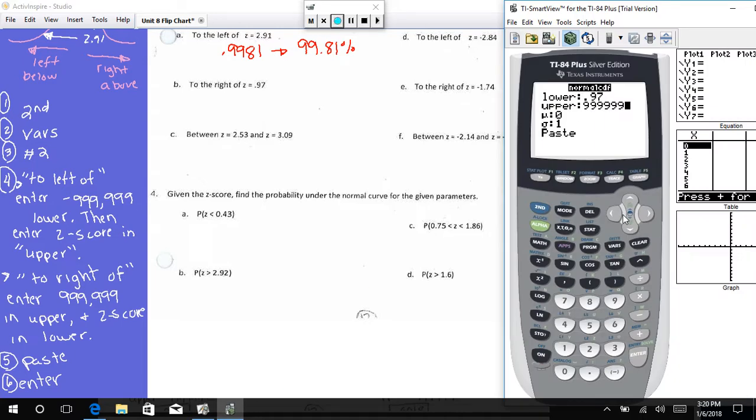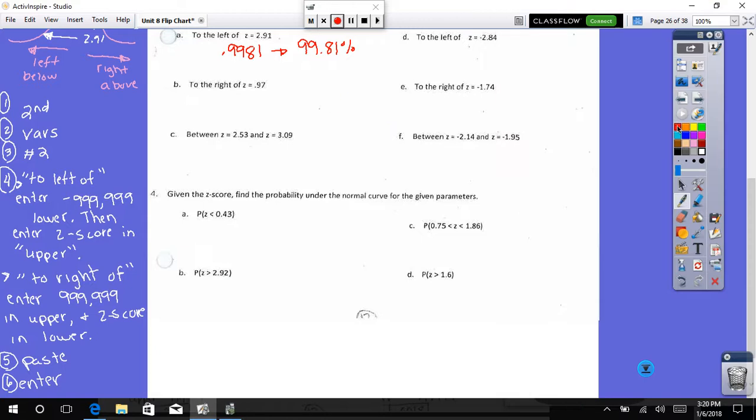Okay, so when we do that, let's see what we get. I've got my z-score in my lower. There's my upper. I'm going to go down to paste and hit enter. And I end up with 0.166. So if I am to the right of 0.97 on whatever curve that they are not showing us, then I am talking about a percentage of 16.6%.